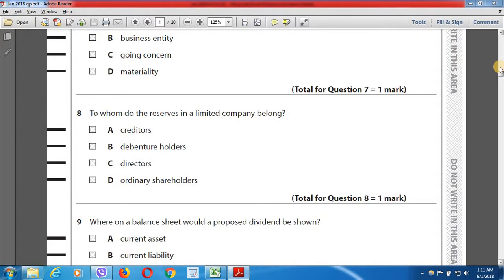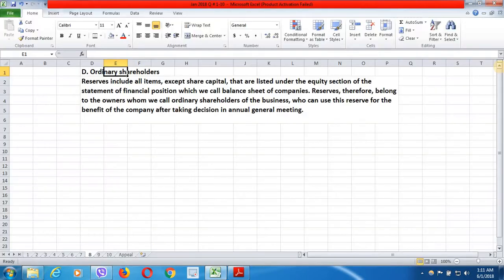Next. Then comes number 8. To whom do the reserves in a limited company belong? Option A, creditors. Option B, debenture holders. Option C, directors. Option D, ordinary shareholders. The answer of this question is option D, ordinary shareholders.